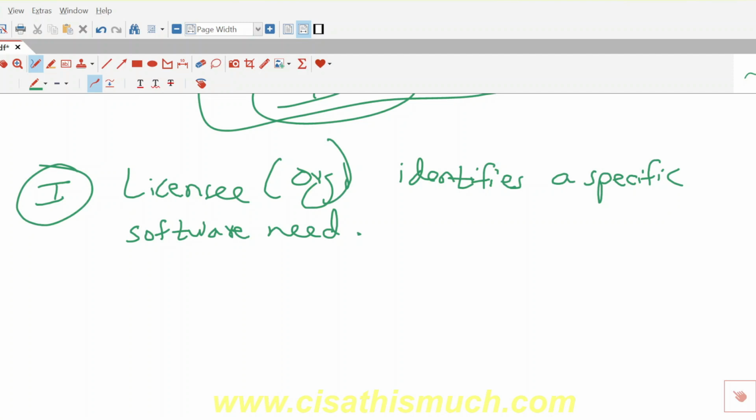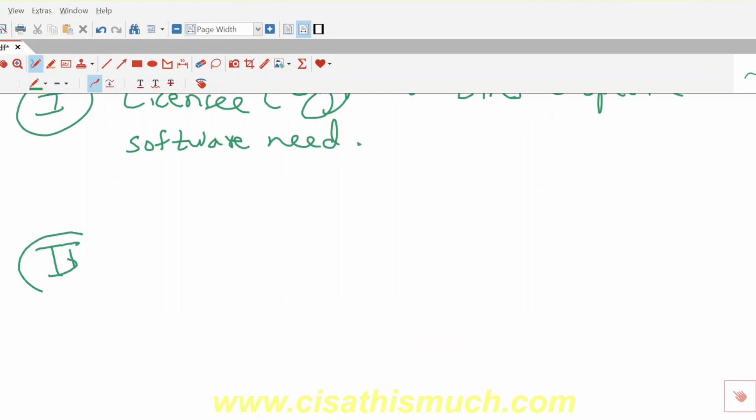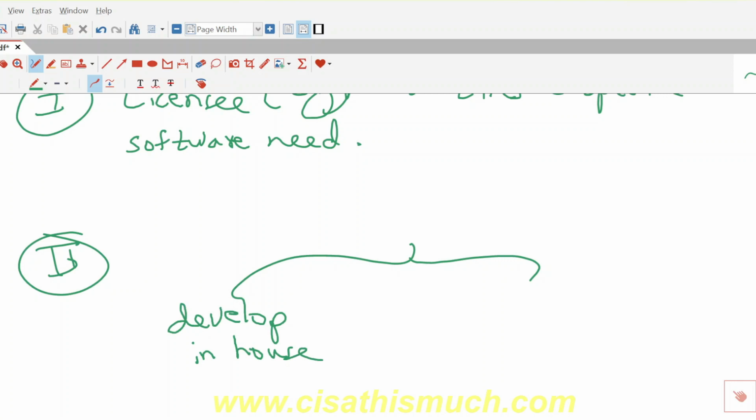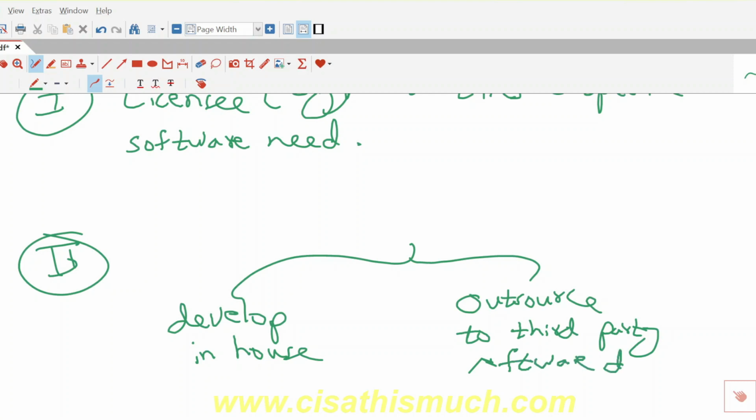If you remember, we started the entire discussion of domain 3 because there was some need for automation, a software solution which can tackle our business problem and solve our business requirements. So the licensee identifies a specific software need. Now, as we discussed in domain 3, the licensee has two options. They can develop the software in-house, or they can outsource the software development to a third party software developer or manufacturer.